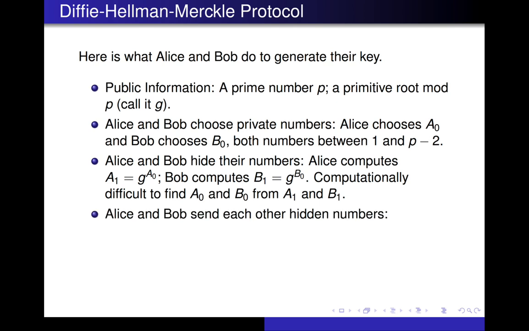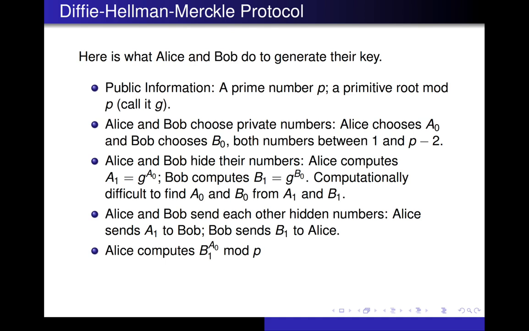So what Alice and Bob are now going to do is send each other their hidden numbers. Alice is going to send A1 to Bob, and Bob sends B1 to Alice. They're doing this over their communication lines, which again, we're assuming are insecure, so people are going to hear those numbers, A1 and B1. But as I mentioned in the previous bullet, those numbers will be nonsense to them because they won't be able to figure out what A0 and B0 are.